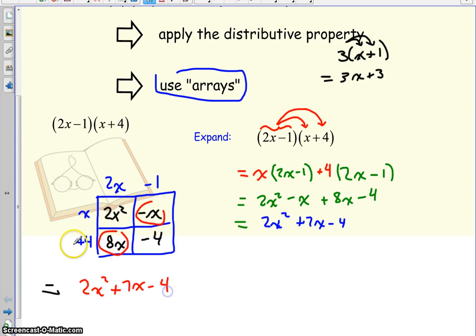Okay, the nice thing about using arrays is it's a little bit more visual, and it's probably a little bit easier to make sure you don't miss a term if you have arrays, because you have to fill in every single box in the array.